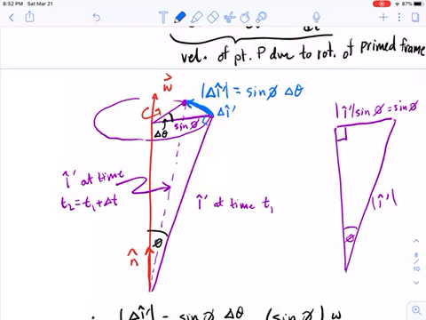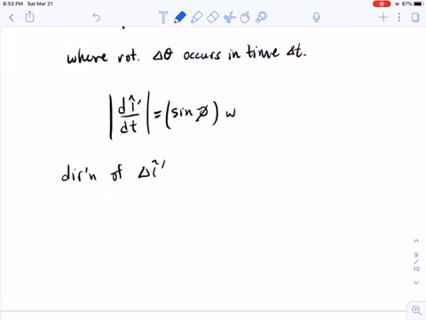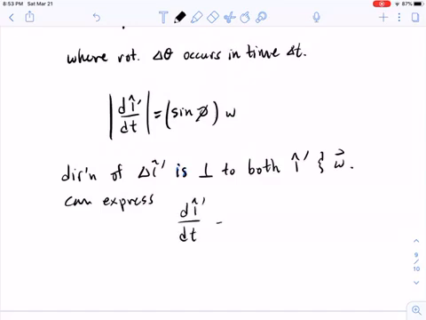We got a perpendicular right there. And so if delta I hat prime is perpendicular to I hat prime and to omega, then a cross product kind of makes some sense, and you just have to figure out what's the right direction. If we put our right arm in the direction of omega and then curl our fingers to be parallel to I hat prime, our thumb points in the correct direction for delta I hat prime. And so that means the cross product that we want to write is omega crossed I hat prime. So delta I hat prime is perpendicular to both I hat prime and omega. So we can express d I hat prime dt as omega cross I hat prime.